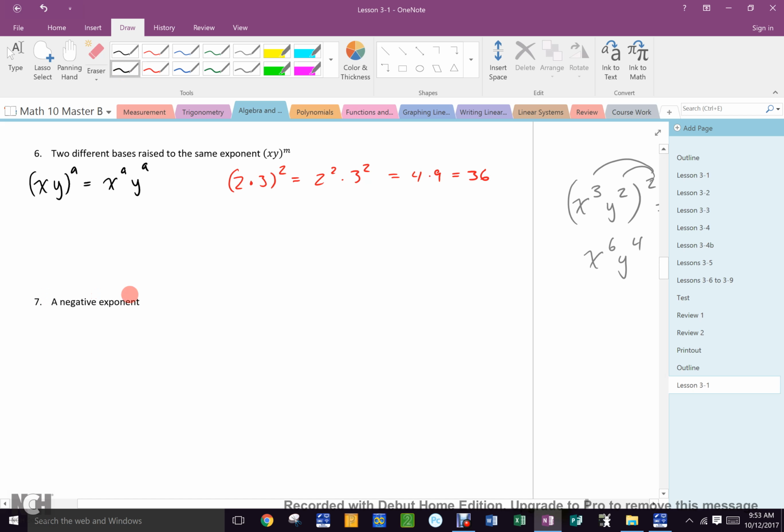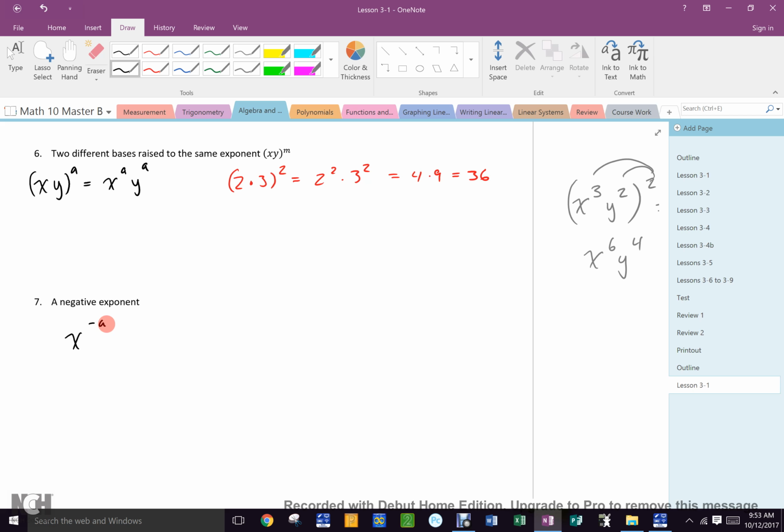What would it look like? X to the negative a, right? What does that mean? Well, that means x is going to multiply by itself a negative amount of times. Does that make any kind of sense? Does it? It makes no sense, right?